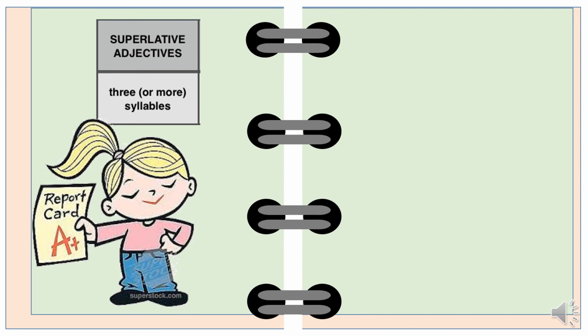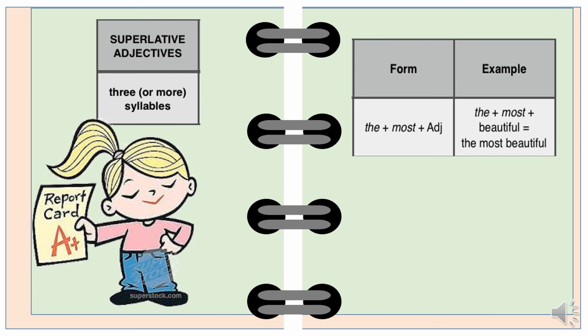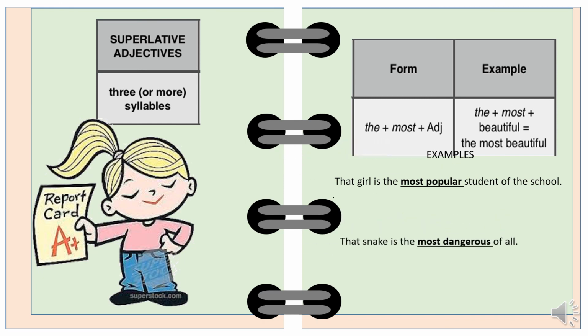Now, when we're talking about three or more syllables, it's the same thing. We have to write the most beautiful, the most beautiful. The only thing is that it doesn't end in y. Example, the girl is the most popular student of the school. Most, look, we put most. It's the same thing. Okay, the snake is the most dangerous of all. Remember that a superlative adjective is used to compare something that is bigger, taller, smallest, tallest, and that's what we're going to see this week, guys.